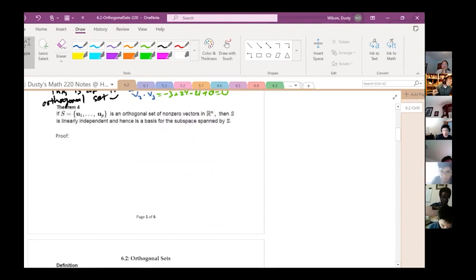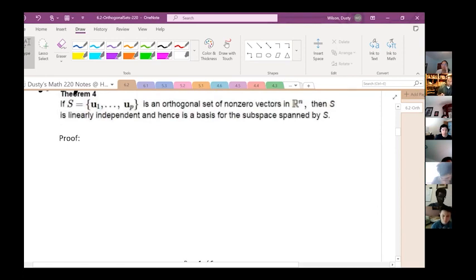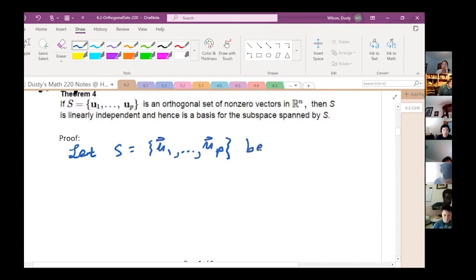Two minutes left. Let's at least start this proof. I don't know if we'll be able to finish it. So our theorem 4 says if S equal to u1 to up is an orthogonal set of non-zero vectors in Rn, then S is linearly independent and hence is a basis for the subspace spanned by S. So we want to prove it. So think about what we know about proofs. So first thing we need to do is define our terms. So we could let S equal u1 to up be given as above.